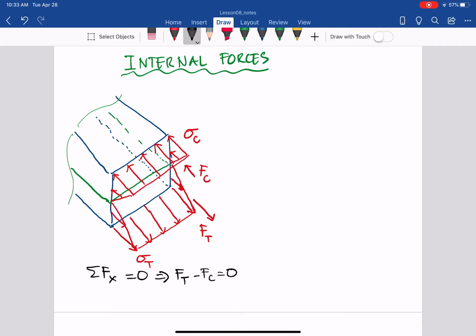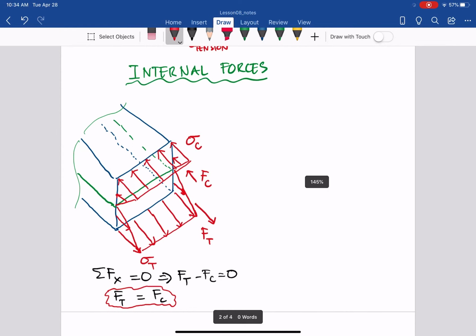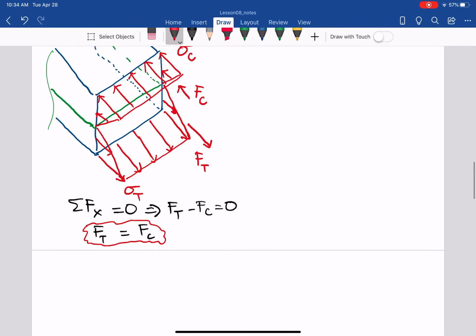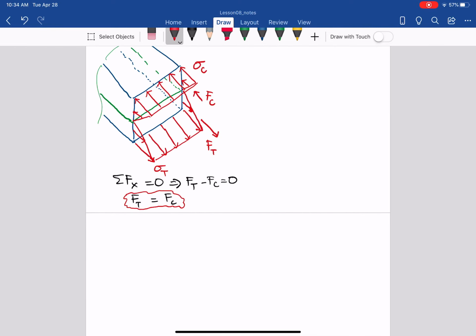So what does that mean? The sum of all the force in tension has to be equal to the sum of all the force due to compression. Keep that in mind: to get pure bending, with no normal force in one cross section, the portion creating the compression should be equal to the portion creating the tension. And then from that we can get the moment and stress relationship. So that is the internal force.